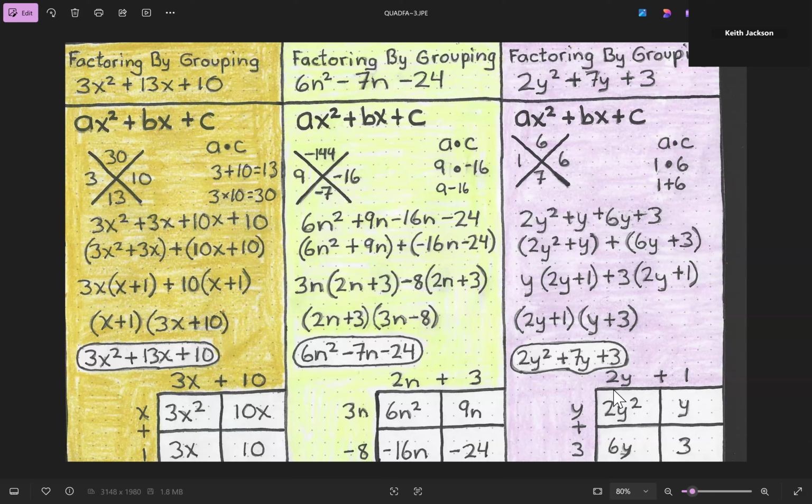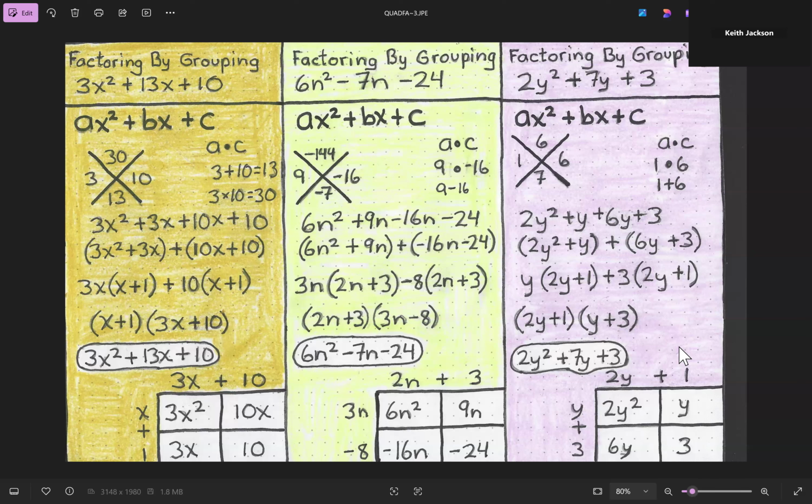And so I'll go over it with you. Y times 2y will give us 2y squared, while y times 1 will just give us 1y, or y. 3 times 2y will give us 6y, while 3 times 1 will give us 3. And as you can see right here, 6y plus y will give us our 7y. We have our 2y squared right here. And of course, we have our 3.